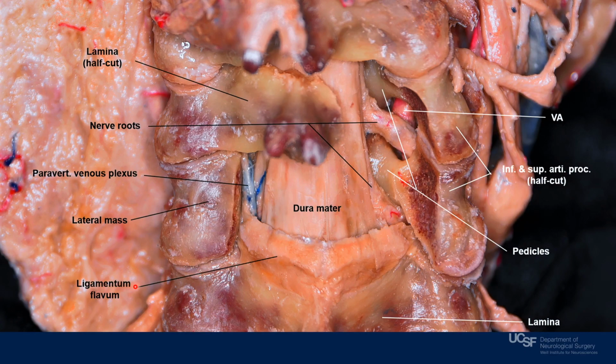We see the ligamentum flavum, which again is attached to the superior edge of the inferior lamina, and it's going to be attached to the inner portion of the inferior edge of the superior lamina.